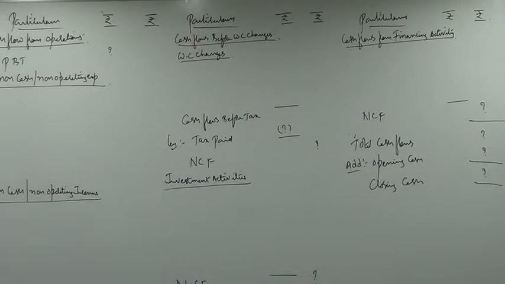Let us start. So we don't have a starting point. As our approach goes, we go by balance sheet items, read the additional information, and start fixing items in the cash flow statement.